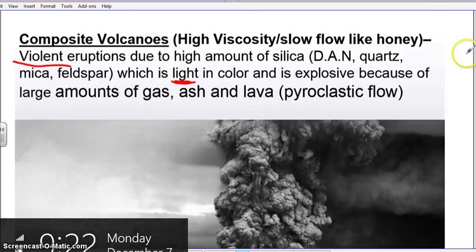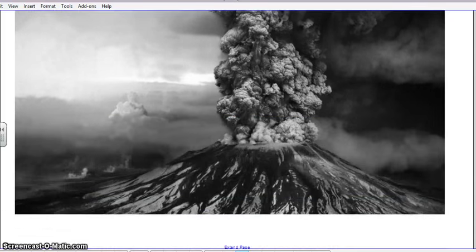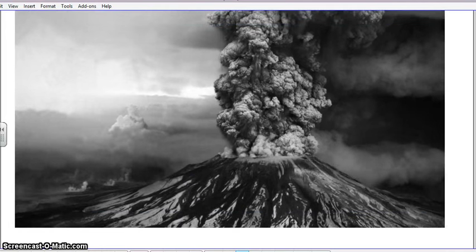So I have a really cool video here I'm going to share with you. But before that, this is Mount St. Helens in 1980, and you can see all this ash and gas spewing from the top and starting to vent somewhat.